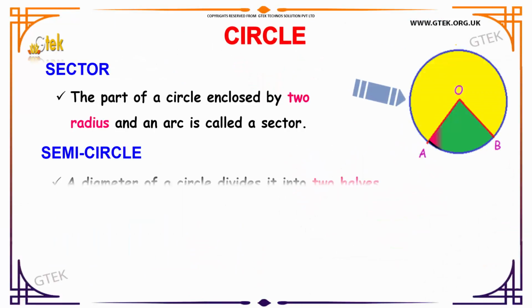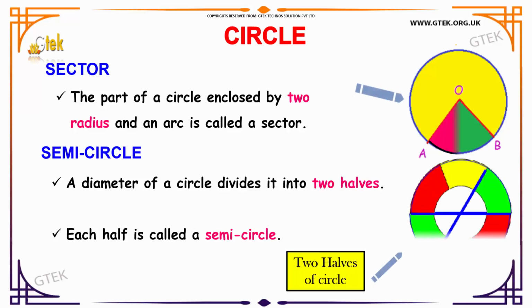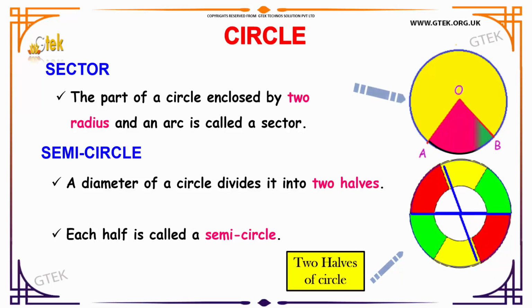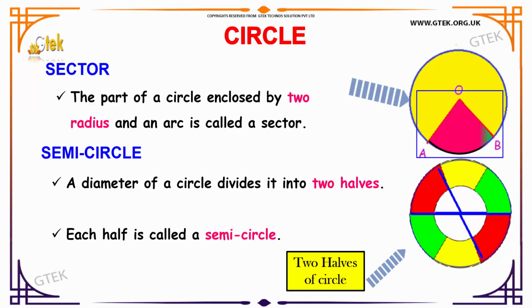What is a sector? A sector is a part of the circle which is enclosed by two radii. So we have the radii as OA and OB in this circle. And the part of the circle that is enclosed by the two radii is called the sector. So the colored region over here is the sector of the circle.